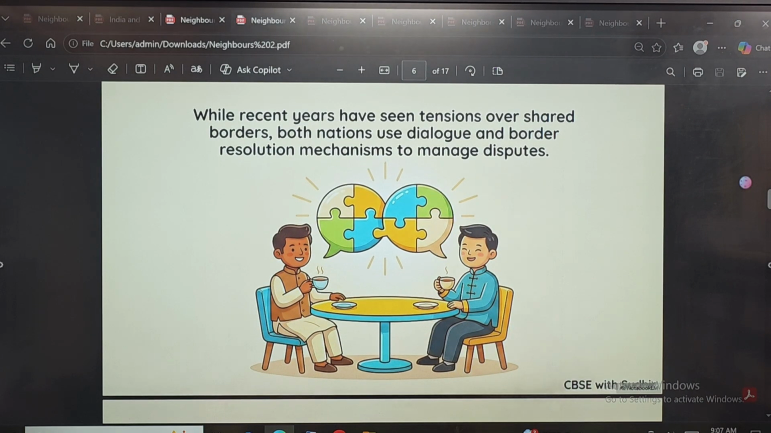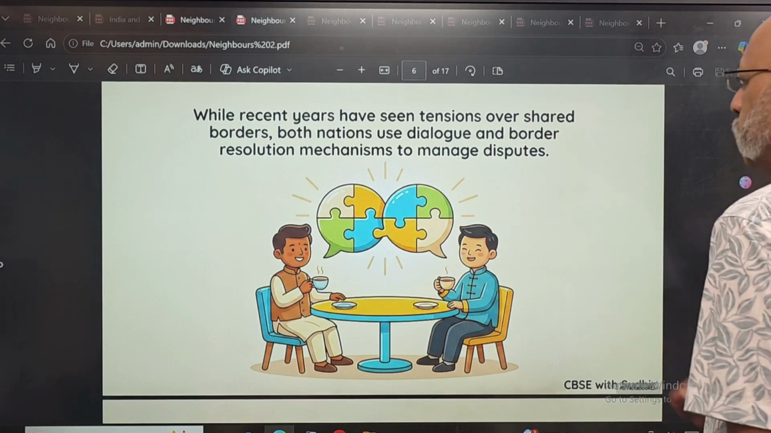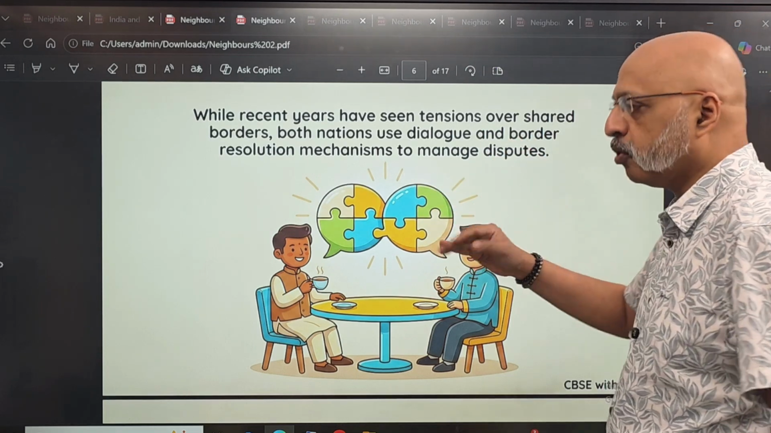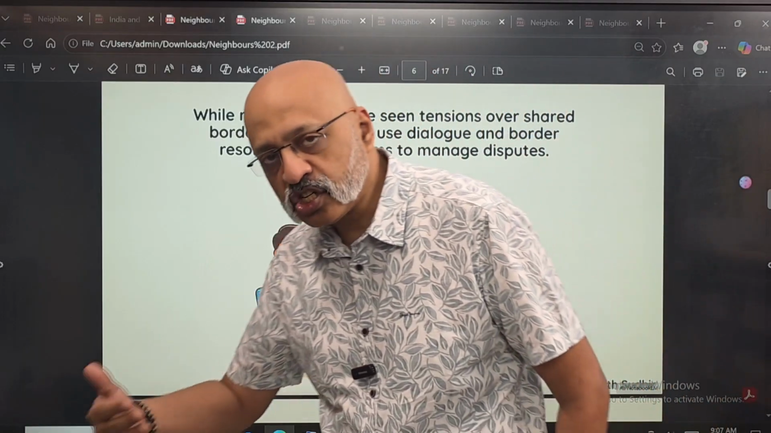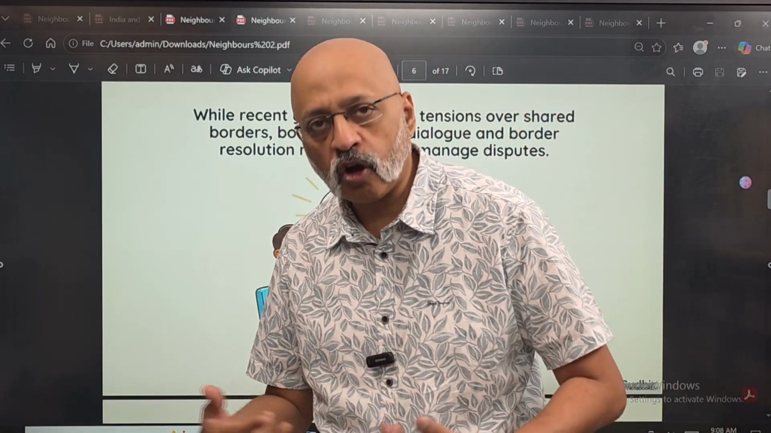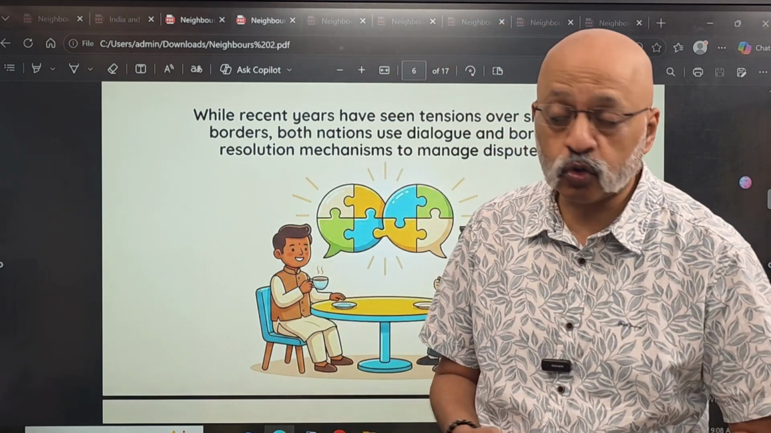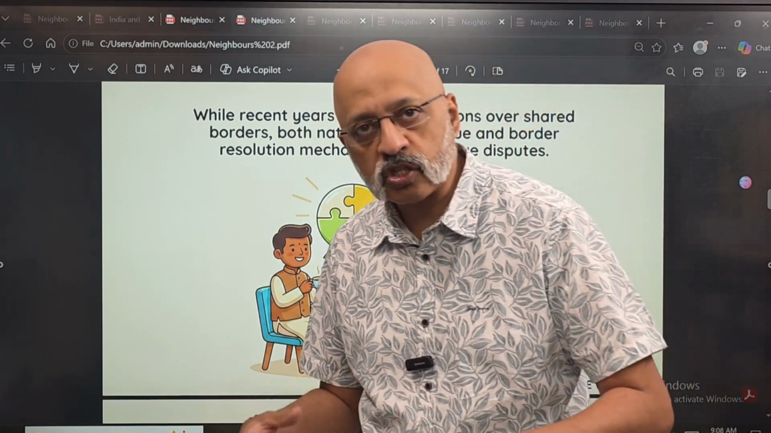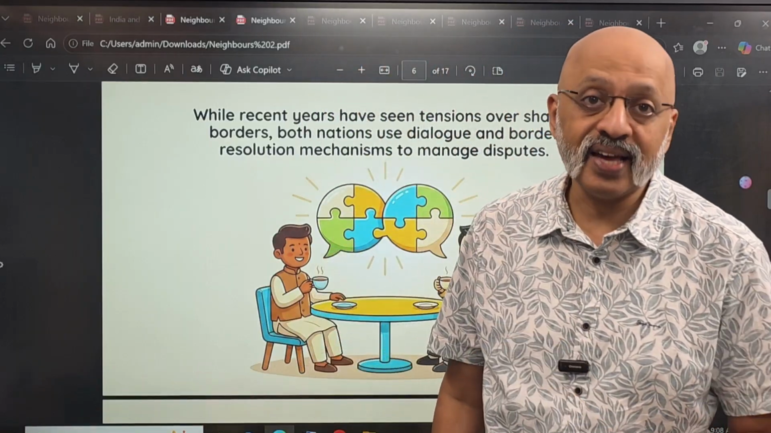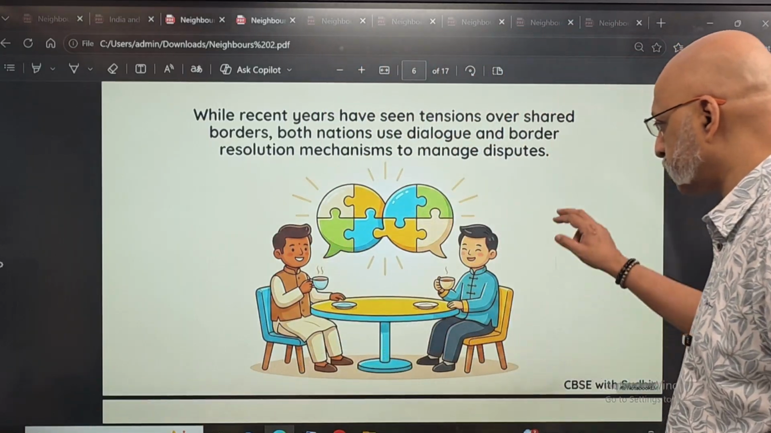While recent years have seen tensions over shared borders, both nations use dialogue and border resolution mechanisms to manage disputes. So there are delegations which go and talk about the border issue, how to resolve the border disputes. There were skirmishes that took place on the border. So how to resolve this? This happens both at the level of the Defense Ministry as well as the External Affairs Ministry, right?